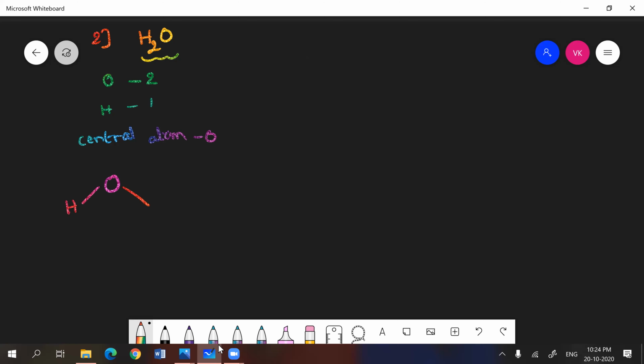Okay, 2 bonds you write. Now remove this bond and write the dotted structure like this: oxygen, 2 electrons, H, H. Now let's see.